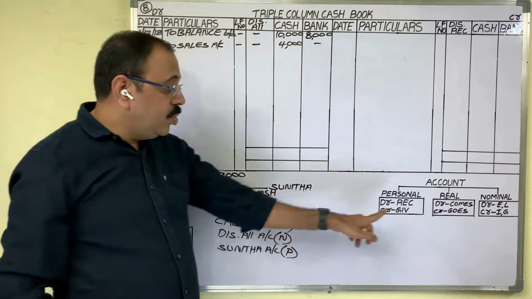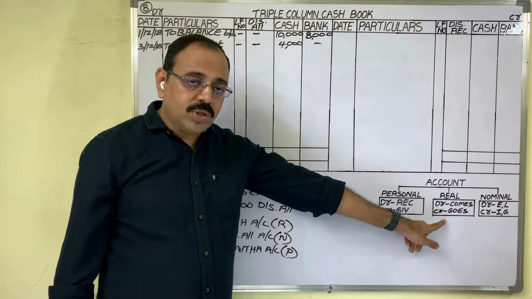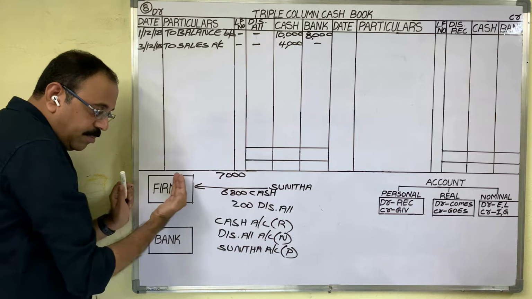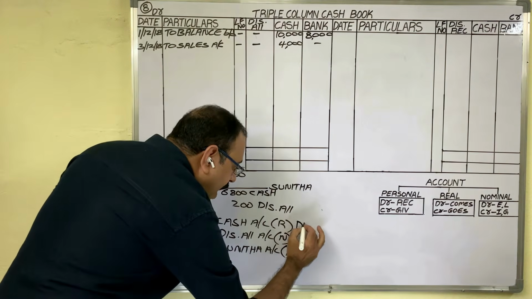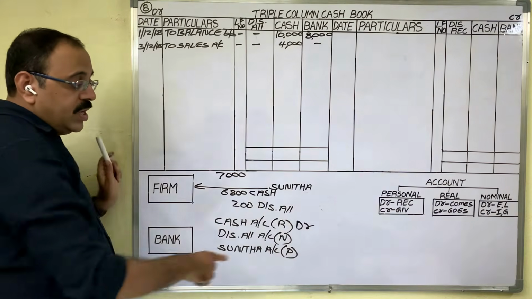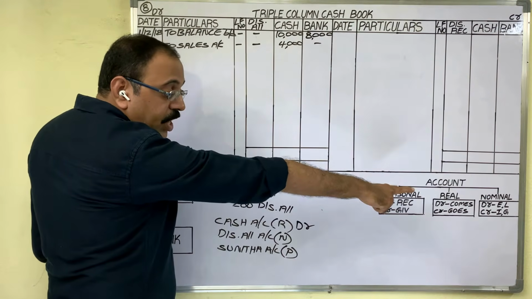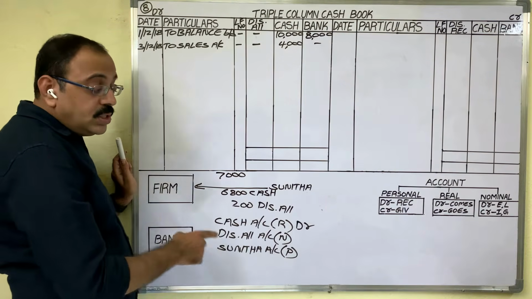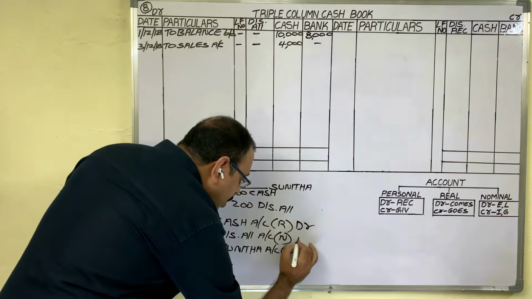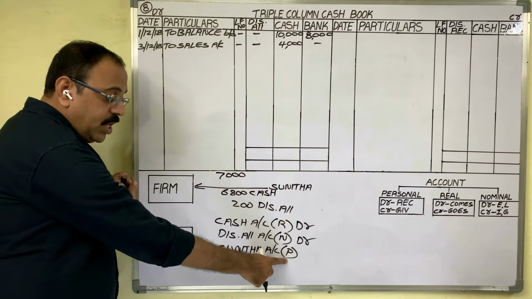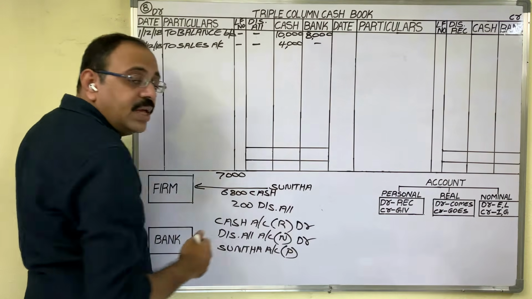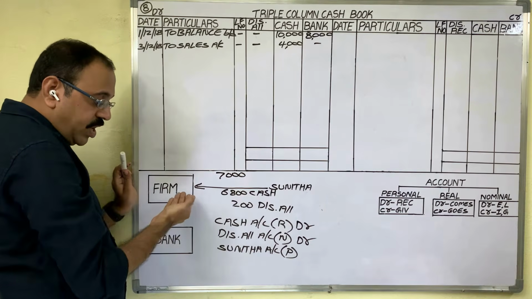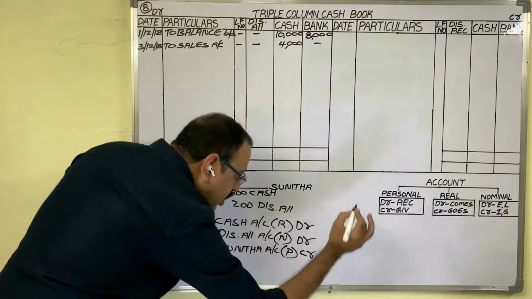Last step, apply the double entry principles. For real account, the rule is debit what comes in, credit what goes out. Think from the firm's point of view, cash 6,800 is coming. Therefore, debit cash account. Nominal account rule, debit all expenses and losses, credit all incomes and gains. Discount allowed is a loss. Losses are to be debited. Debit discount allowed account. Personal account rule, debit the receiver, credit the giver. Sunitha is giving 6,800 rupees to us. She is a giver. Therefore, credit Sunitha's account.